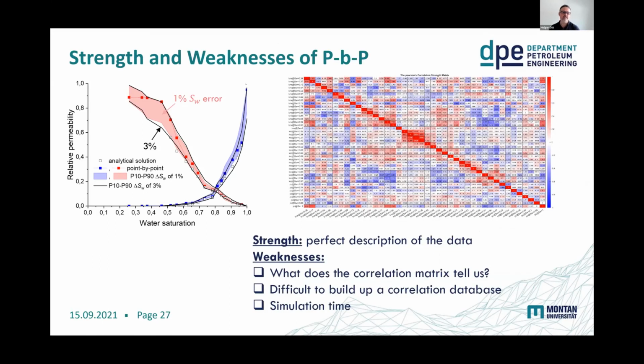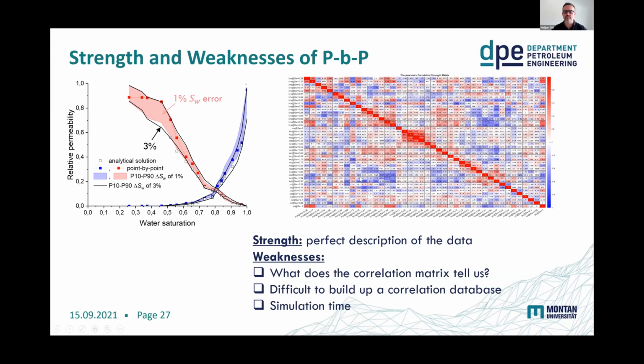And now we come to the strengths and weaknesses of this kind of procedure. The strength is clear: we get a perfect match. And I think it makes absolute sense also in comparison with the analytical data. And the weakness is also very clear.